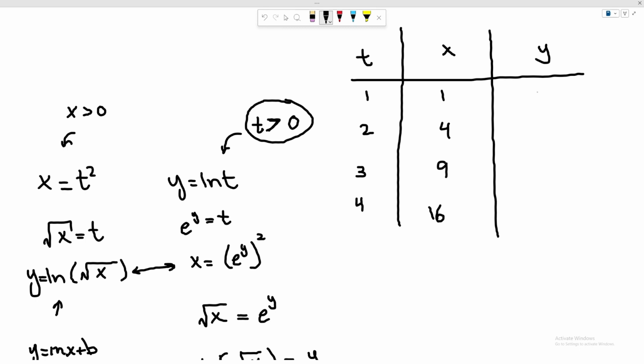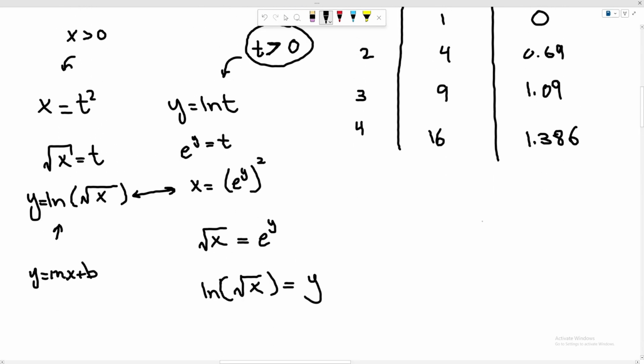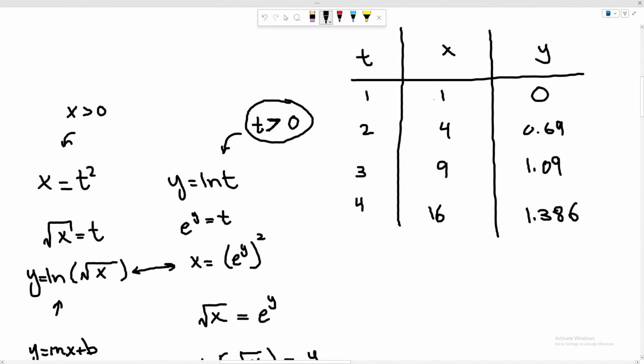And then we'll go to our y. So ln of 1 is 0, I think. To be honest, I'm not sure. I'm pretty sure, yeah, ln of 1 is 0. Ln of 2 is 0.69. And my ln of 3 is 1.09. And my ln of 4 is 1.386. And so if I go down here and I want to graph, these are my coordinates.